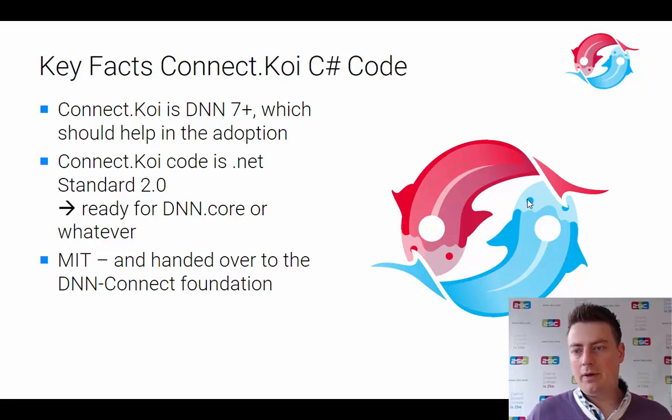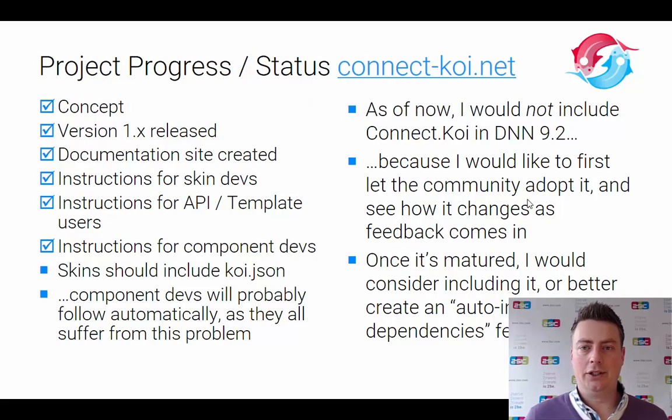So let's look at a little bit about the code. It's C# and it's ready for .NET Core, and it runs on DNN 7+, so even 7.0. So in other words, even if you have a theme or a component that is for DNN 7.0, you can already include Koi in it and use this. And it's MIT licensed and it's handed over to the DNN Connect Foundation.